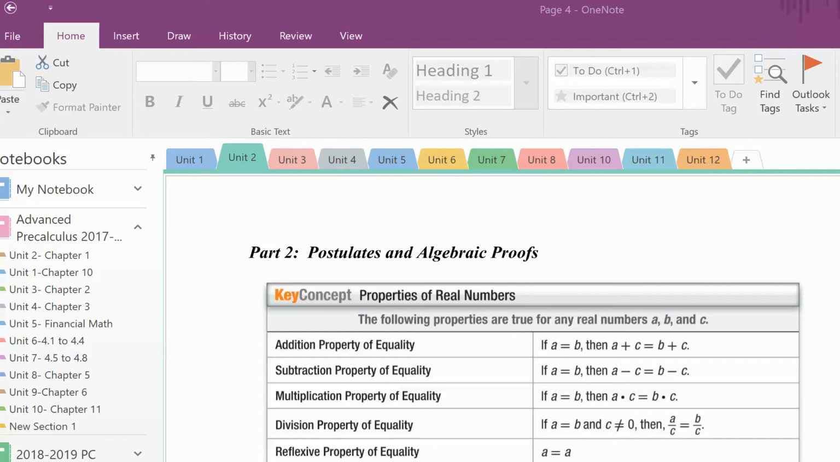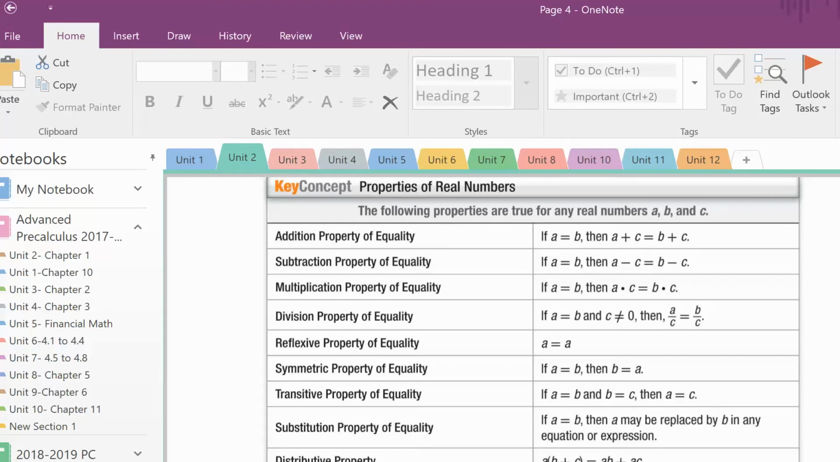There are some properties of algebra that we're going to use to do these proofs. The first one is the addition property, which says you can add the same number to both sides. Notice here we're adding c to both sides. If a equals b, then a plus c is equal to b plus c. Same goes for the subtraction property. You can subtract the same thing from both sides. Multiplication means you multiply the same thing to both sides. And division means you divide the same thing to both sides.